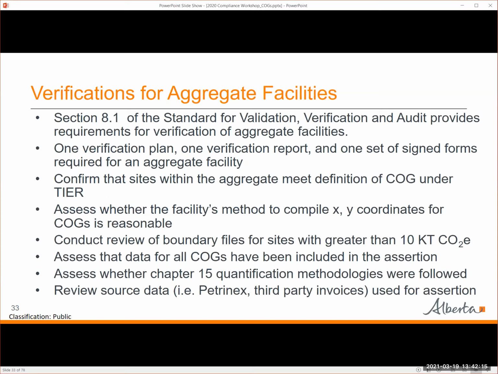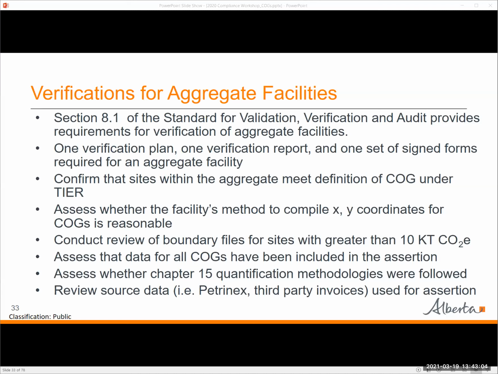So now I'm just going to go over some of the specific verification requirements for verifiers as it relates to aggregate facilities. Again, section 8.1 of the verification standard specifically highlights some requirements for verification of aggregate facilities. Aggregate facilities are composed of many sites of different types, and so the expectation is that it is treated as one facility with one verification plan, one verification report, and one set of signed forms. We wouldn't expect multiple forms for each of the facilities that are within the aggregates.